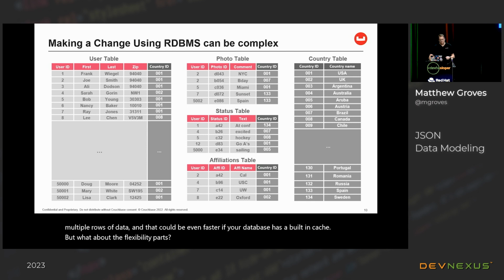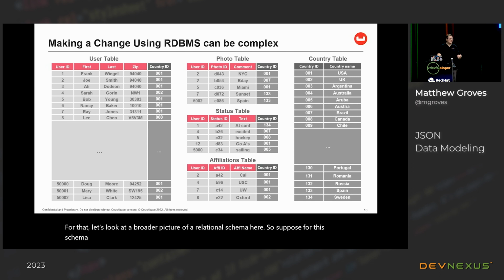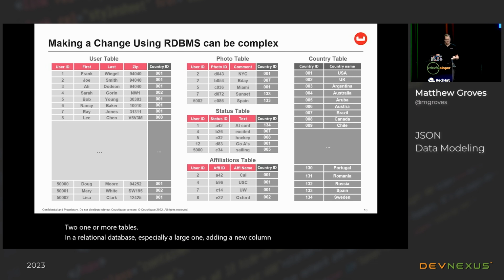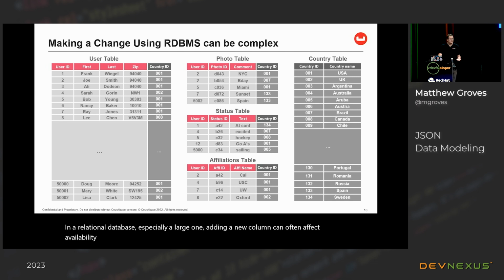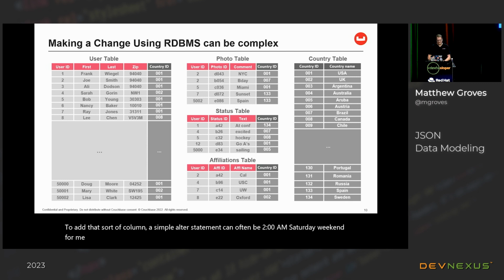For that, let's look at a broader picture of a relational schema here. Suppose for this schema, I want to add a column. In this case, I'm adding a country to one or more tables. Now, in a relational database, especially a large one, adding a new column can often affect availability because it could require downtime to add that sort of column. A simple alter statement can often mean 2 a.m. Saturday weekend for me, performing that upgrade on the database.